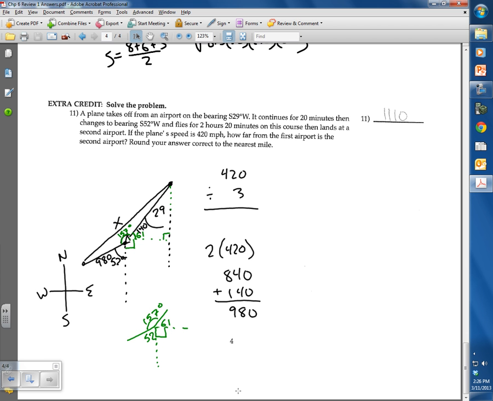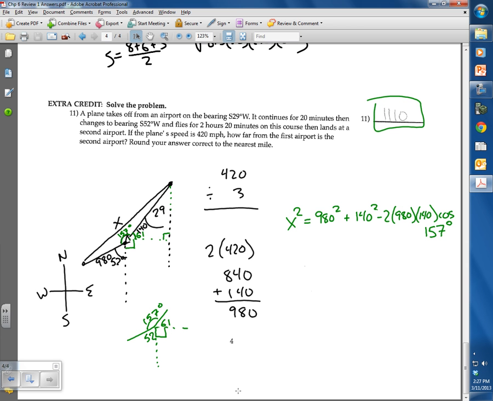And so we're ready to go, law of cosines. X squared equals 980 squared plus 140 squared minus 2 times both of them, 980 and 140, times the cosine of 157 degrees. Plug them in, take the square root, you get 1110 as your answer.